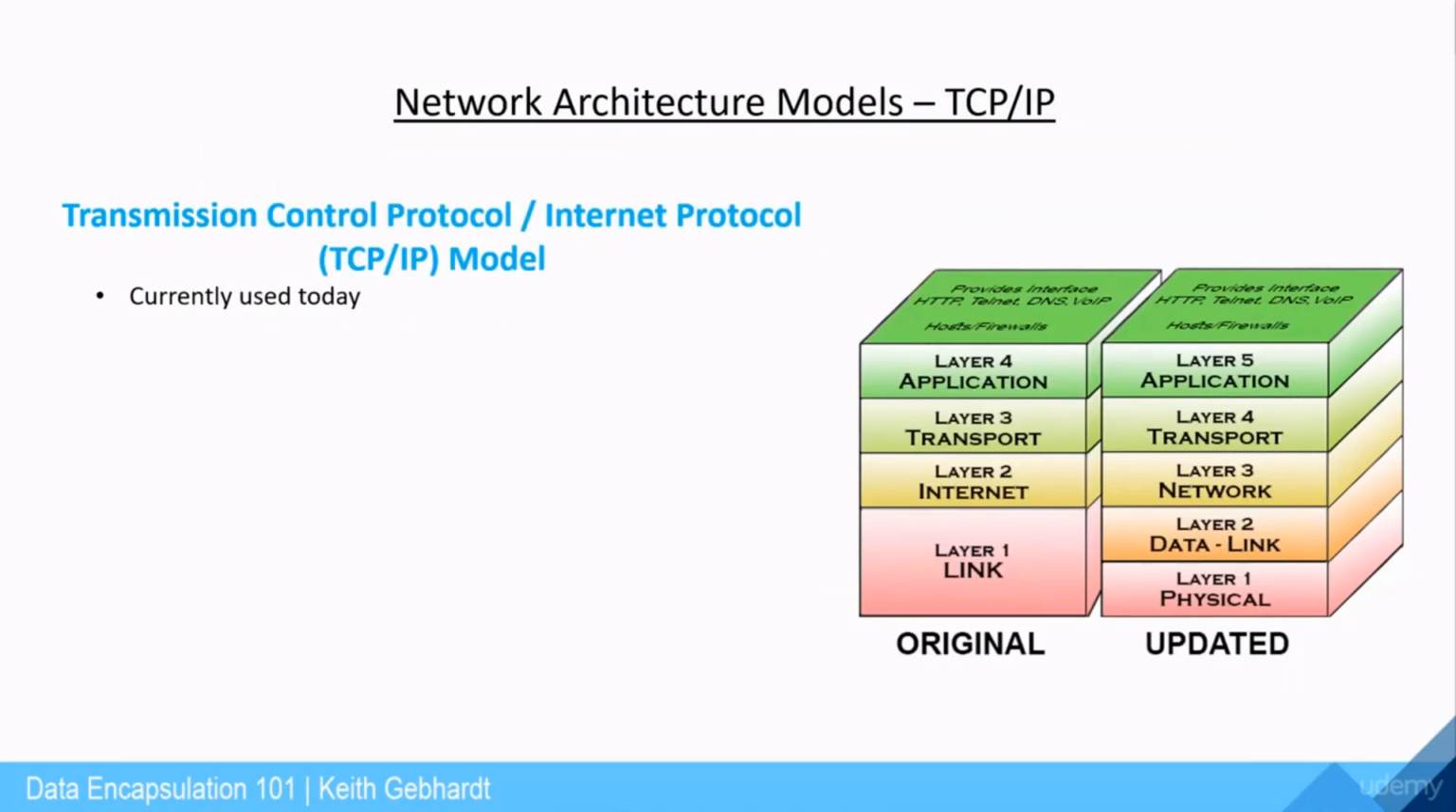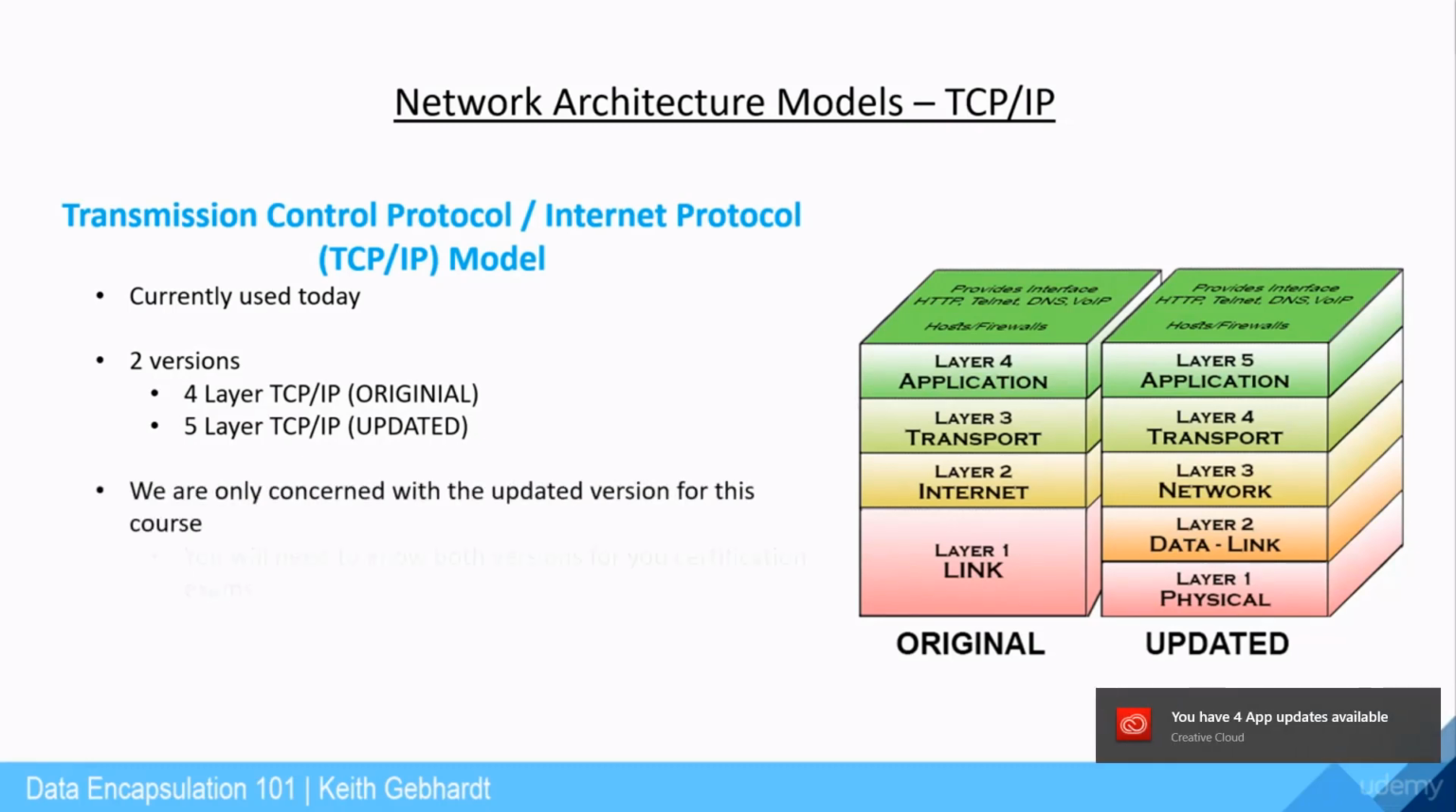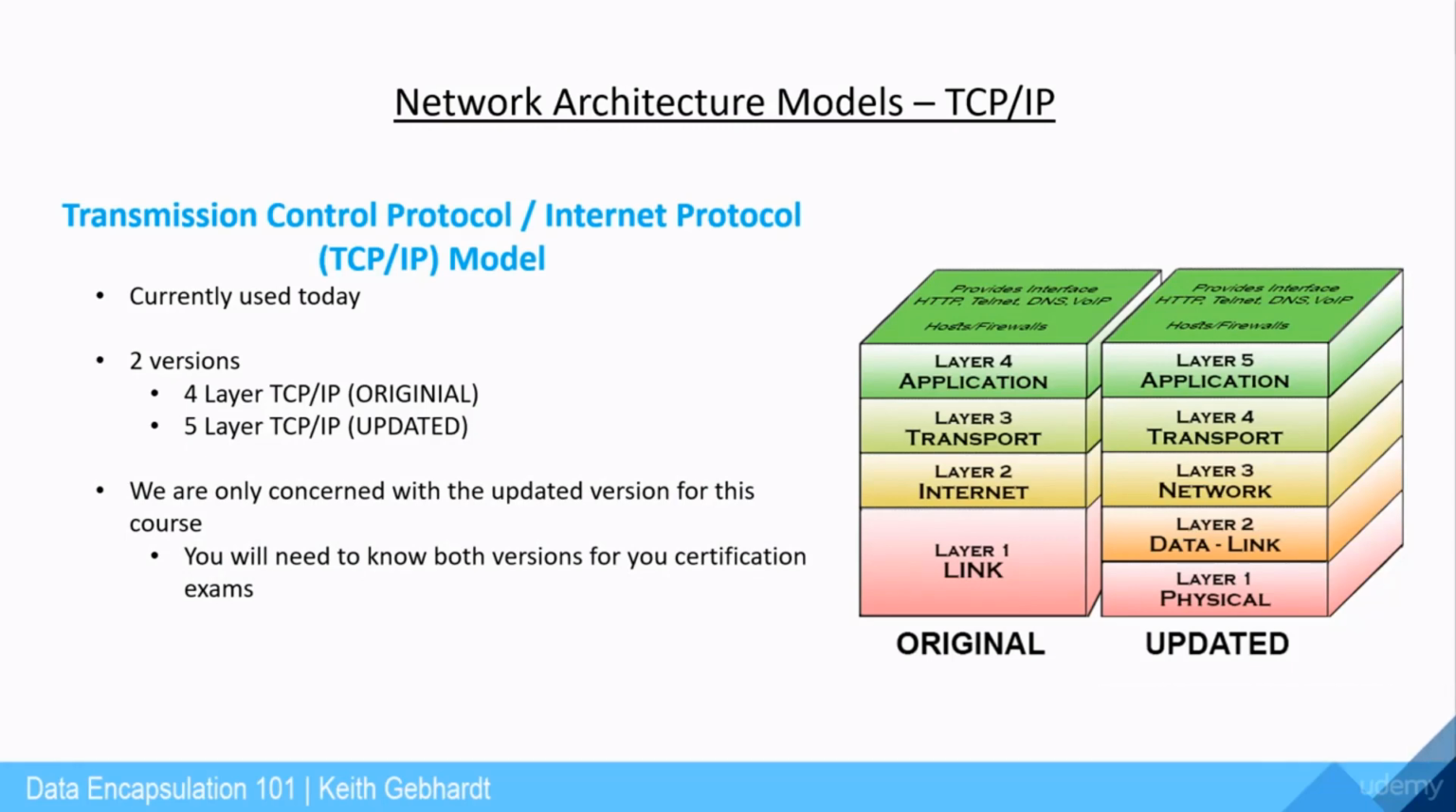Now, we have two versions of the TCP/IP model, the original 4-layer model and the updated 5-layer model. Today, we are using the 5-layer model on our networks, and it will be the only model we cover in this course. Just pay attention to how they are very similar. The only real differences are that from the original, they split layer 1 into 2 and changed the internet layer from internet to network. You will need to know the differences between the two TCP/IP models for your Cisco exam.